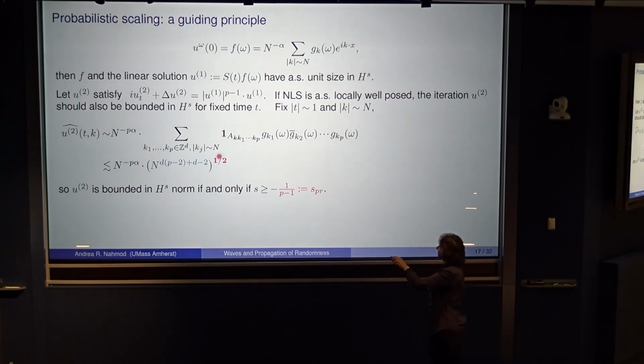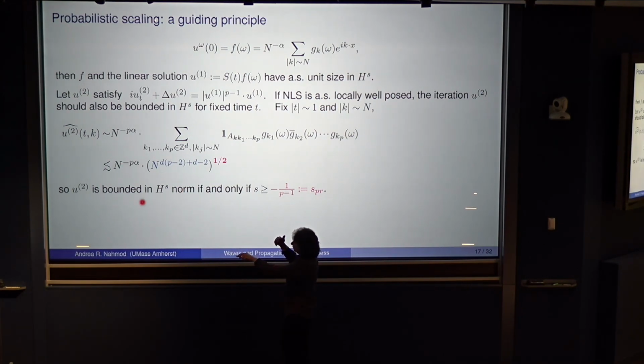But because I have Gaussians here, because these are random variables, you have the square root gain that tells you that actually the size of this is not just the cardinality of this set, but the cardinality of this set to the 1/2. And this 1/2 is crucial, because that says that if I want u2 to be bounded in H^s, that means that I have to multiply this number by n to the s. Okay, you multiply this by n to the s, and then what you want essentially is the exponents to be negative, so all of this is less than 1.